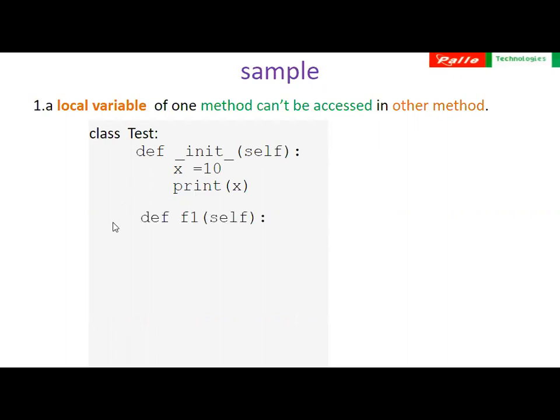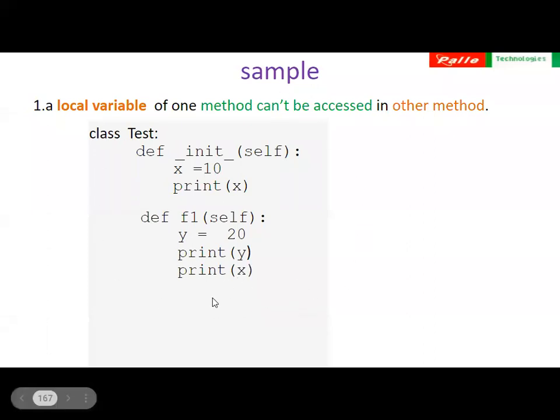Similarly, I have created one more method called f1. Even this f1 has self by default, correct? Inside it, I have created one more variable called y. What type of variable is this y? A local variable. Local to what? Local to f1. Similarly, this x is local to init. Now here I am printing y, and similarly I am writing print x.